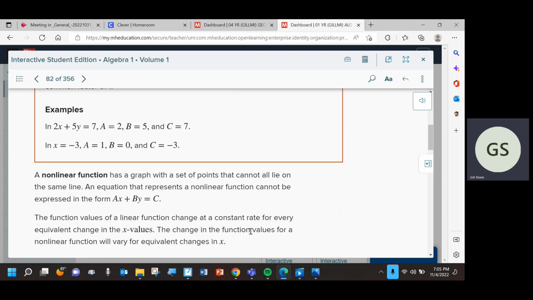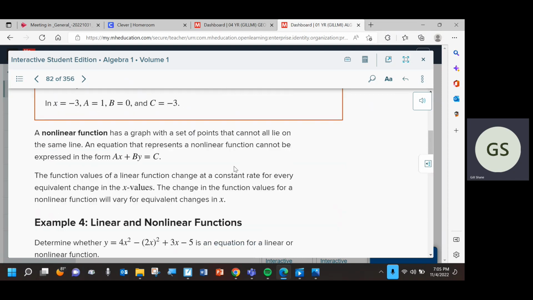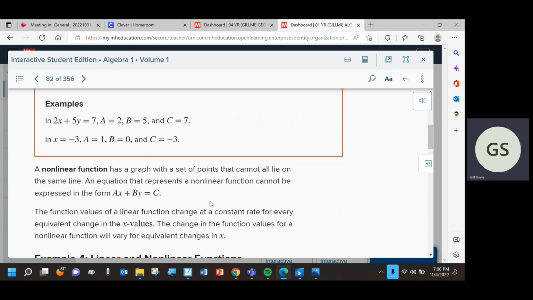Now, if we had an equation, here we go. This is an equation, just no numbers. If you don't see any exponents that are 2 or greater on the x or the y, then we're going to consider that a linear equation. Now, there are some exceptions.